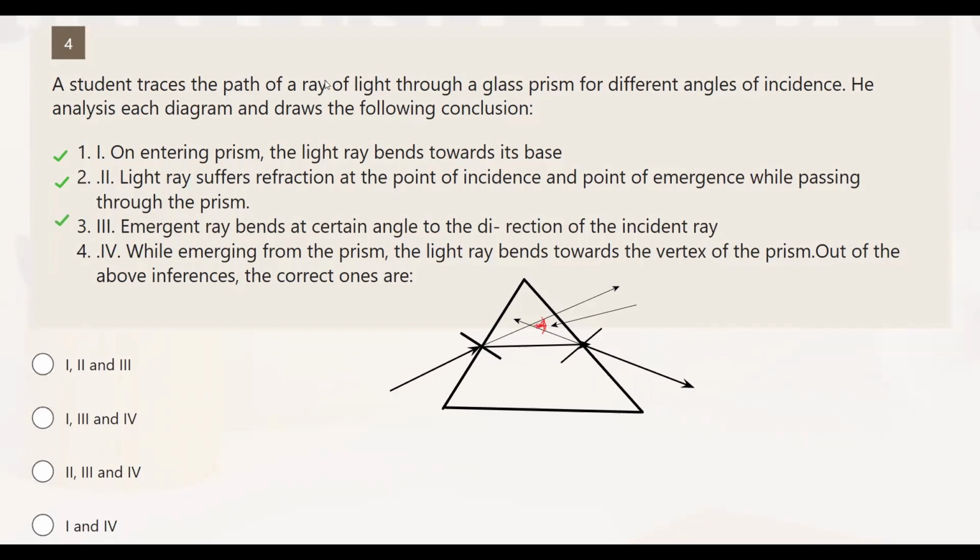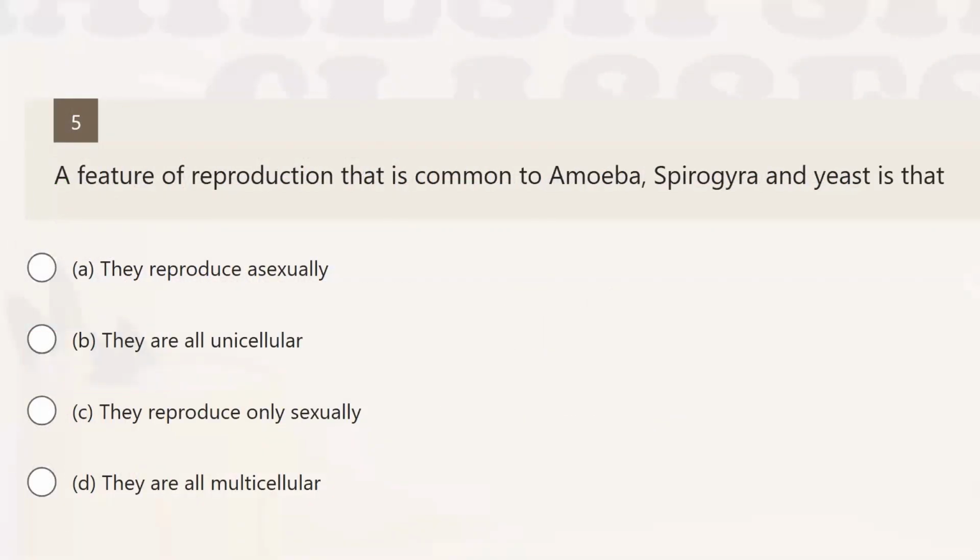The fourth says while emerging from the prism, the ray of light bends towards the vertex of the prism. Definitely not. As you can see here, this is the vertex, and the ray of light is not bending towards the vertex. It's bending away, in fact. And that's why this should be an incorrect option. So looking into the correct options here, we have 1, 2, and 3. Therefore, this should be the correct option in this case.